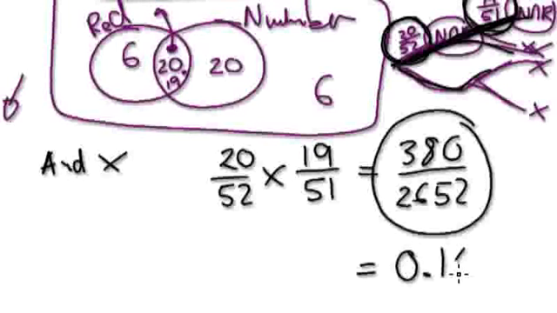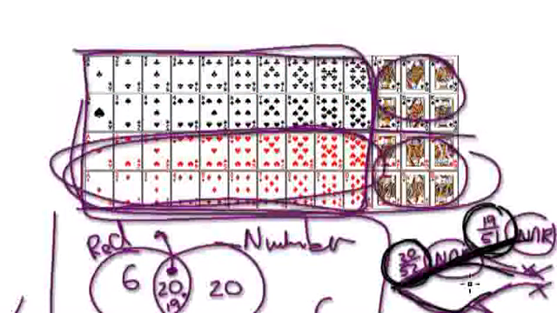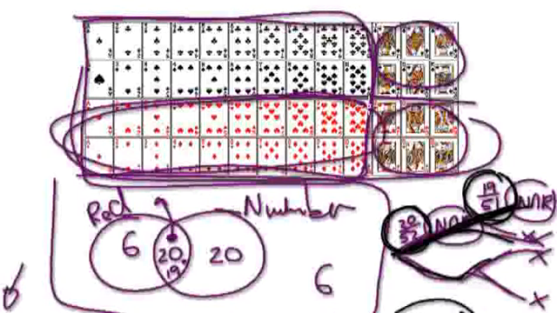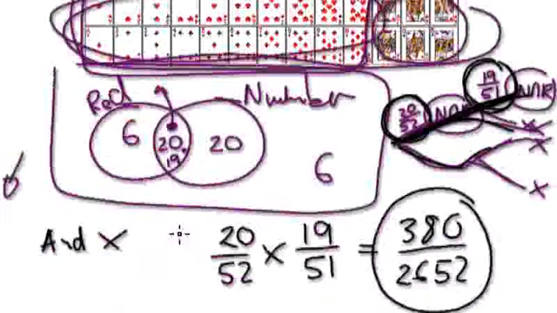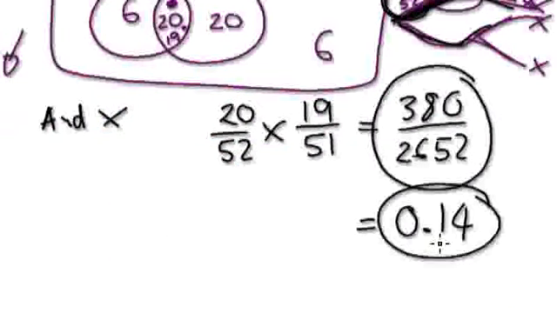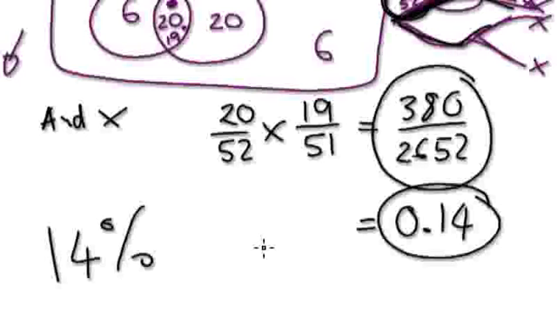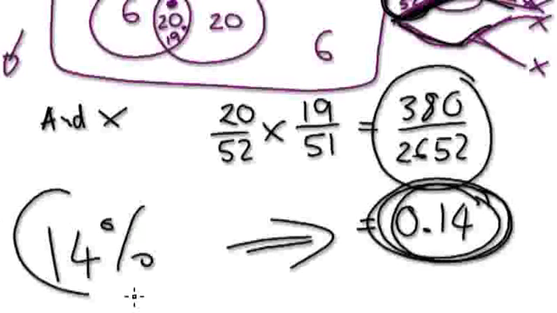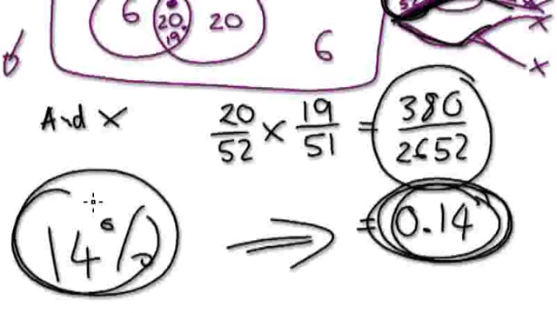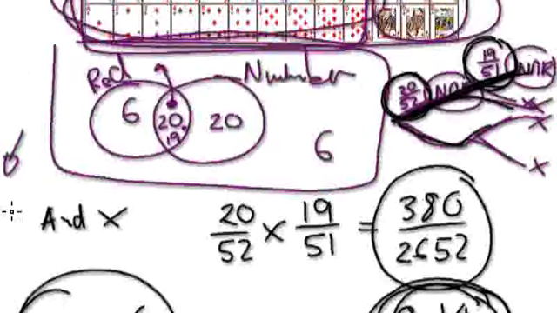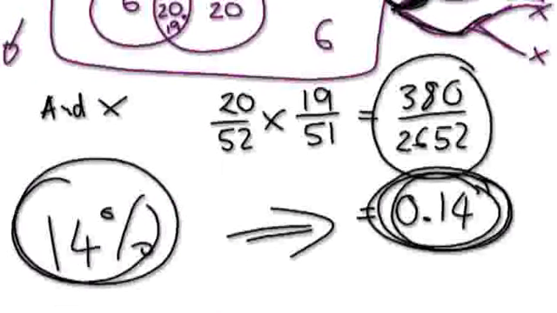0.14. So the probability of you picking out both cards being red and a number card would be 0.14, or you can say 14%. Remember, when you're stating probability, you've got to state it as a decimal like this. This gives us a nice indication. Anyway, the probability of that happening would be around about 14%.